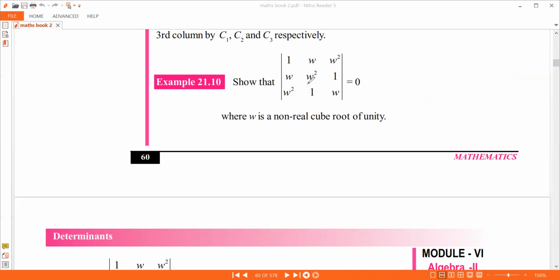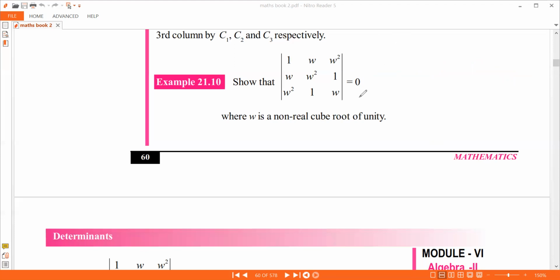Now we have to prove that this is equal to 0, where omega is the cube root of unity. For cube roots of unity, the key facts are 1 plus omega plus omega square is equal to 0, and omega cube is equal to 1. These two you have to remember for the cube roots of unity. Omega is called the cube root of unity.